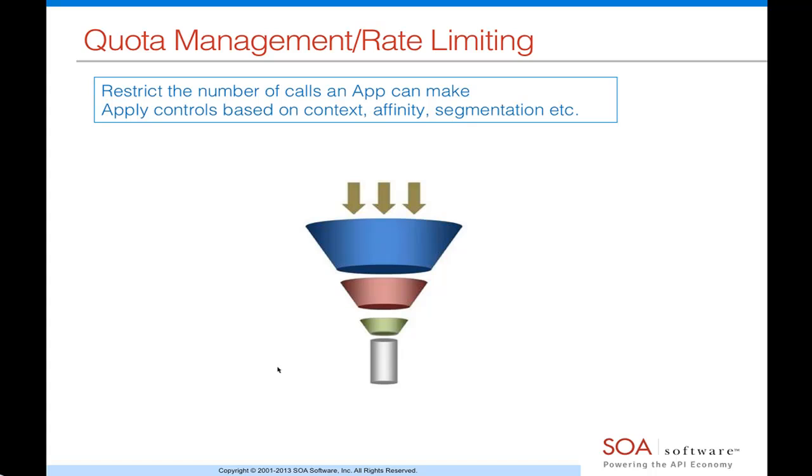Had they put some rate limiting and monitoring in place, with licensing, they would have been able to prevent that. So they could apply controls. You can apply controls on various aspects with rate limiting and quota management, which is based on context, which is from where it is being accessed, based on affinity, based on segmentation, based on licenses. So you need to have quota management and rate limiting.